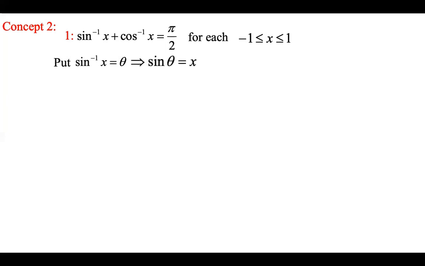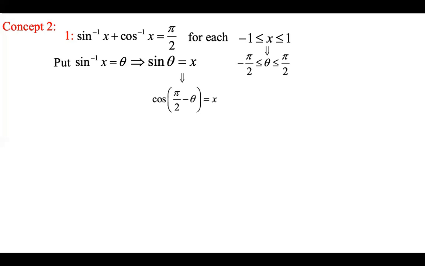So automatically sin theta will be x. When x is between minus 1 and plus 1, we know from the definition of sin inverse x that theta is from minus pi by 2 to pi by 2. So you write that interval. Once sin theta is equal to x, this sin theta can be written as cos of pi by 2 minus theta. That is also x.